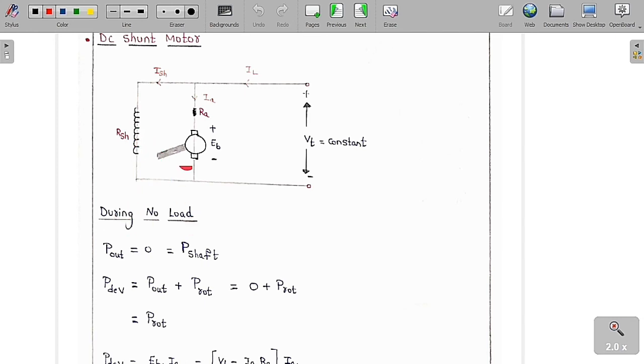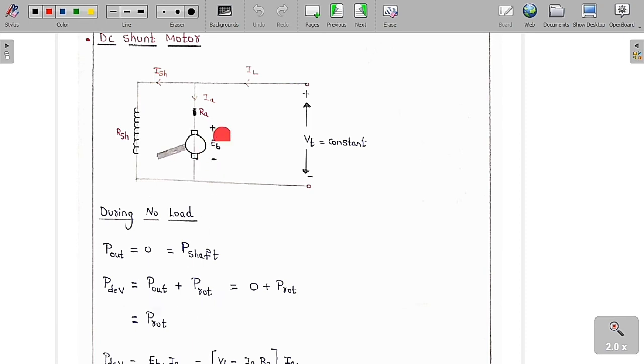During no load, if we are not going to keep any load, then no useful power is done, so the output power is equal to 0, or simply the shaft power is equal to 0. The electrical power developed at the terminals is equal to the output power plus some rotational losses. As the output power is equal to 0, the power developed is equal to the rotational losses.